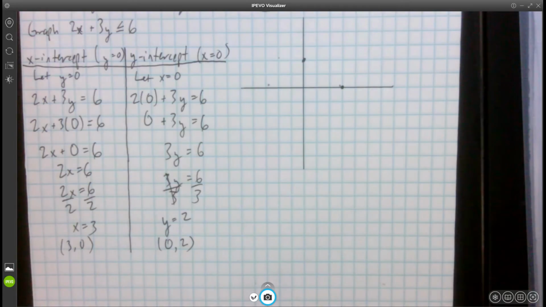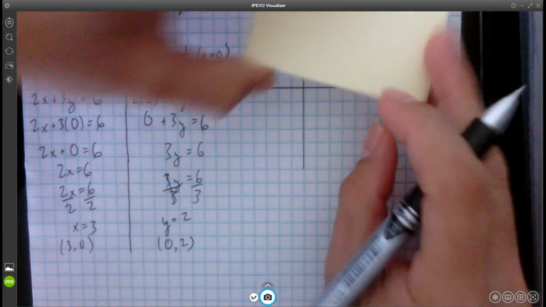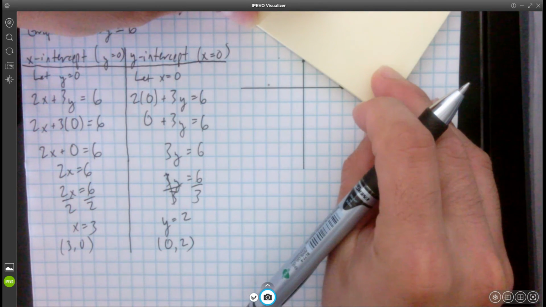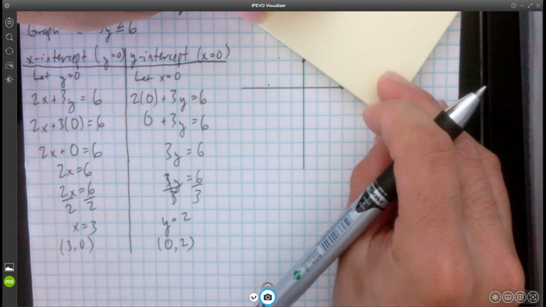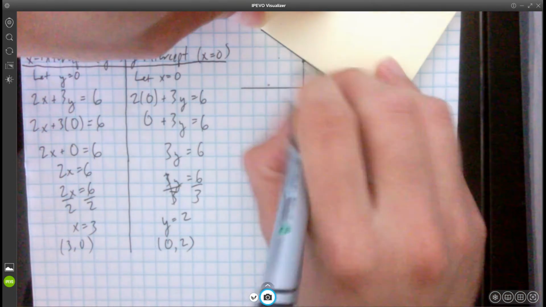And I'm going to grab my straight edge, which is this post-it notepad, and I'm going to connect those points there. All right, it looks something like this.